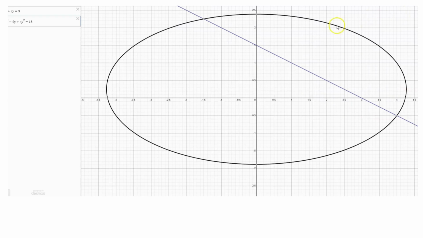So let's make this a little bit bigger. So here the point of intersection here is minus 1.5 and 2.25. So this is minus 1.5 and 9 over 4. And then this one is positive 4 and minus a half, which is consistent with our calculation.